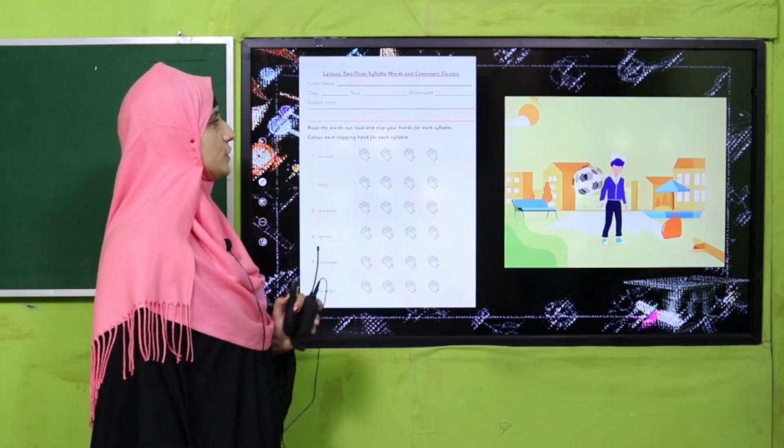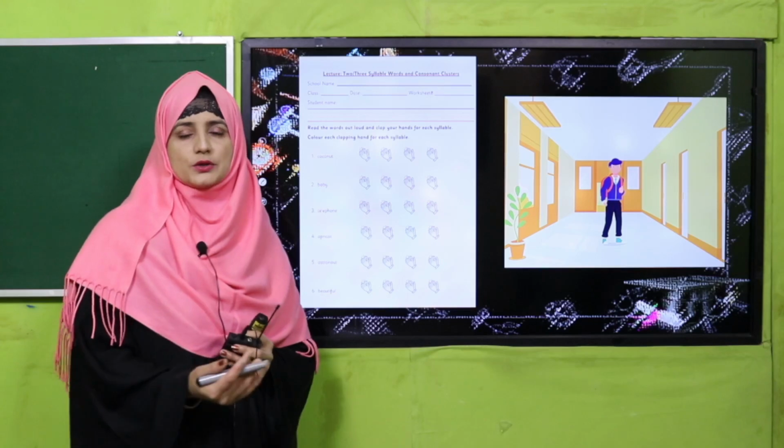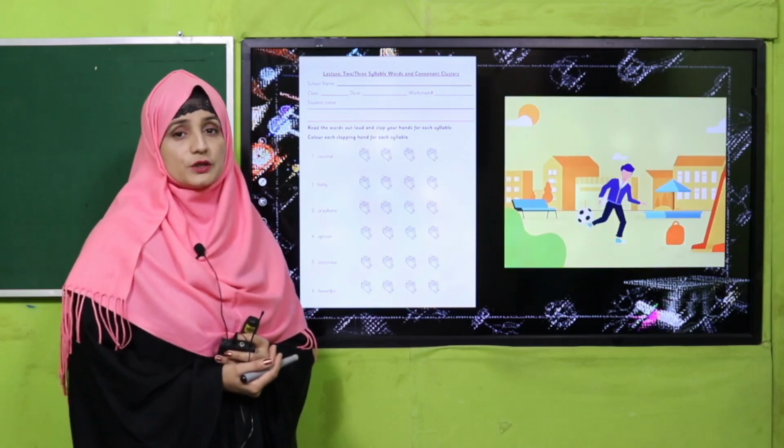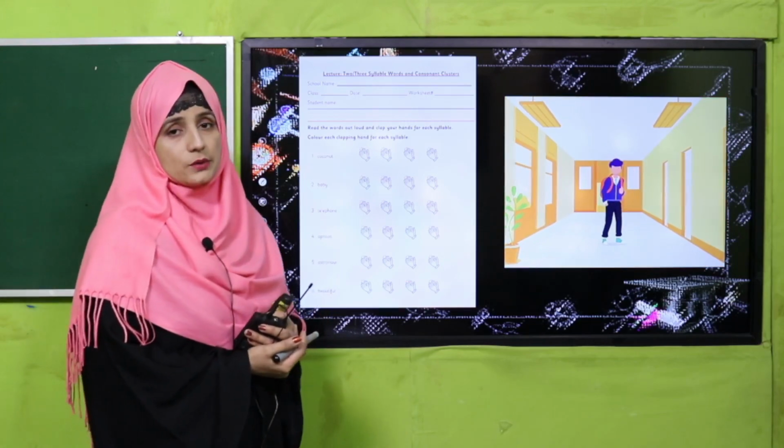So yes, my dear fellow teachers, this is the worksheet. This worksheet link is given below. You should get it and provide it to your students in printed form so that we should be able to see how much knowledge they got about syllables.